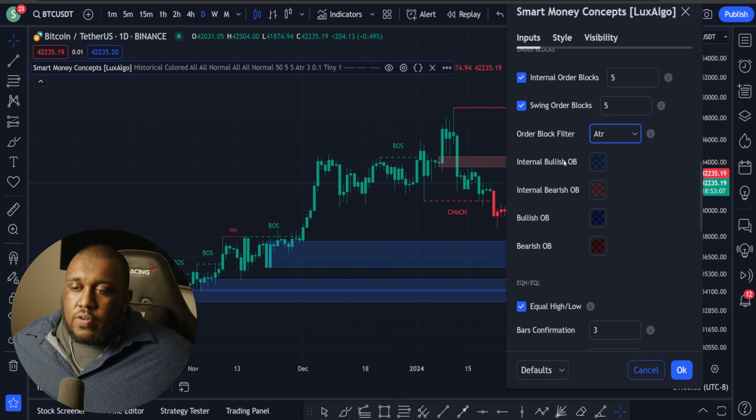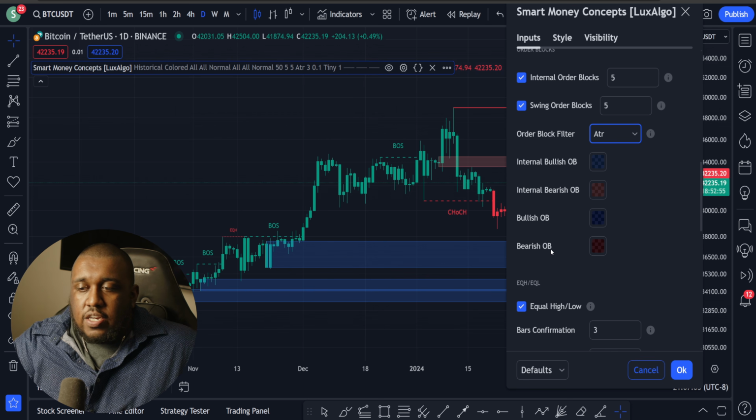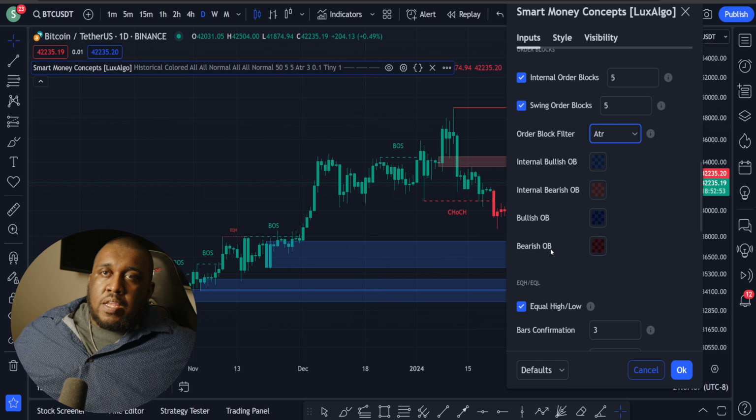Next up, you're going to see a few different colors here. Internal bullish OB, internal bearish OB, bullish OB, bearish OB. Of course, OB, just to say again, is order blocks. This is if you guys want to change the colors on the order blocks.